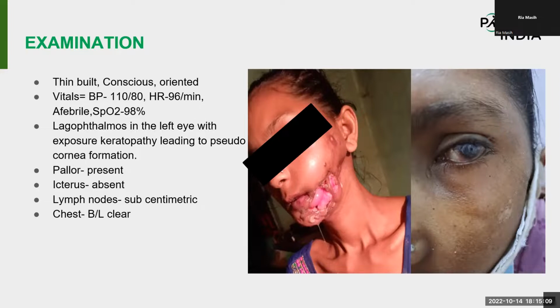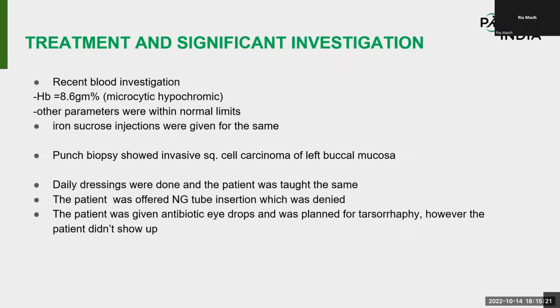Lagophthalmos on the left eye with exposure keratopathy leading to pseudocornea formation. Pallor was present, icterus absent. Lymph nodes were subcentimetric, and the chest was bilaterally clear. Treatment: recent blood investigations, the hemoglobin level was 8.6, and it showed a microcytic hypochromic picture. Other parameters were within normal limits. Iron sucrose injections were given for the same.